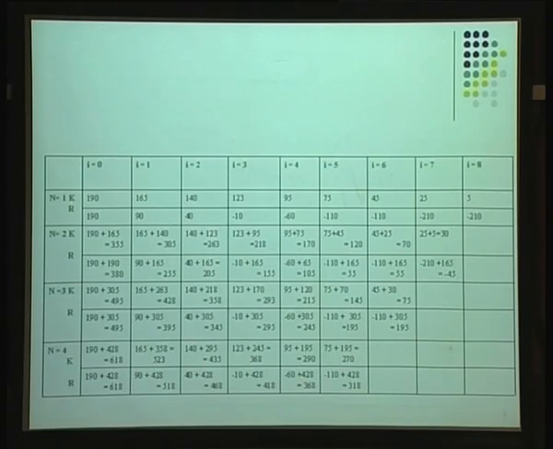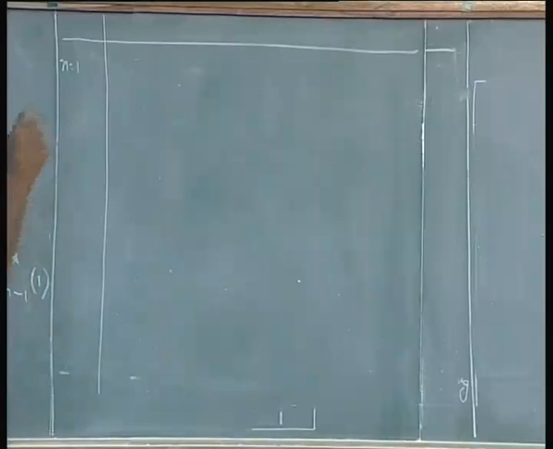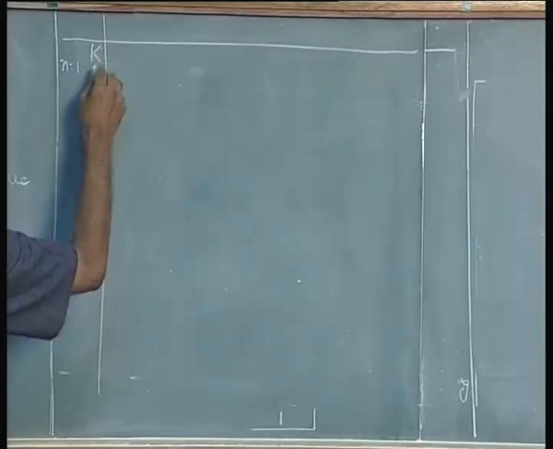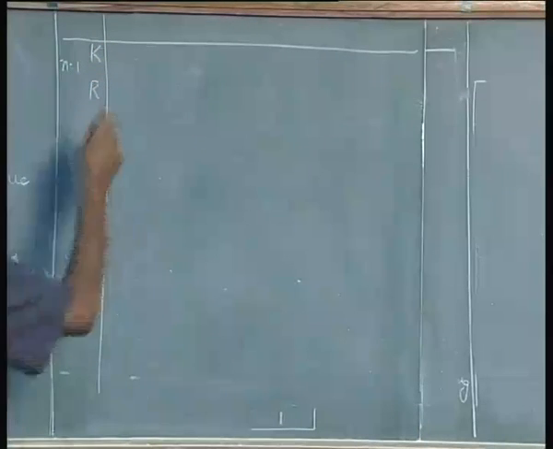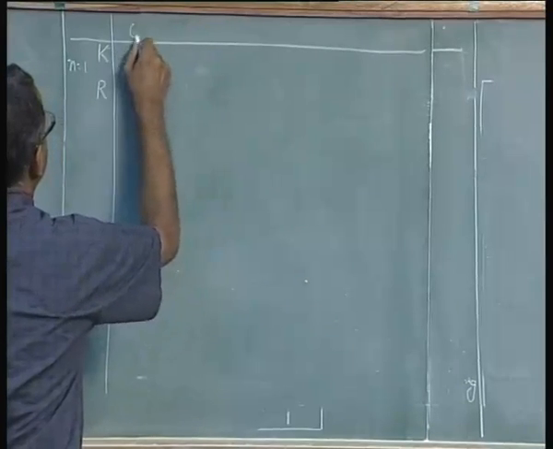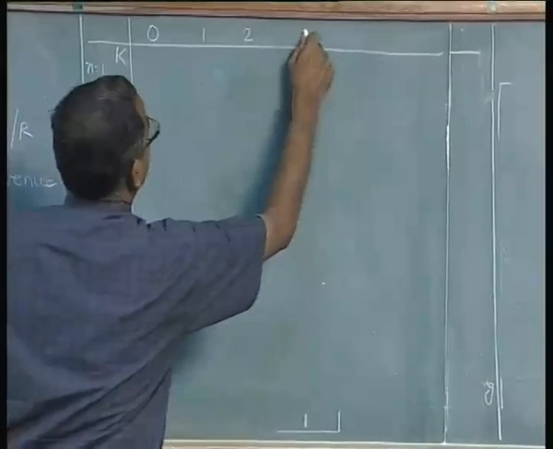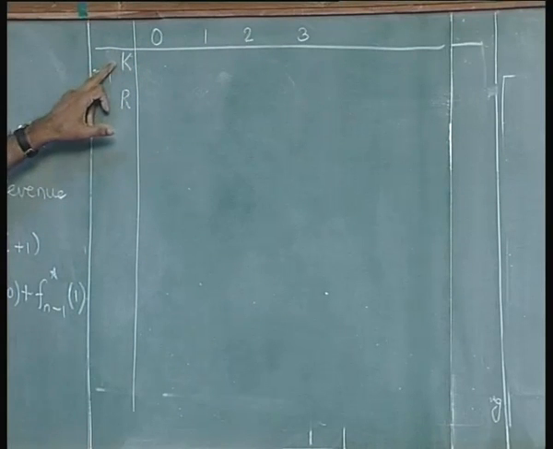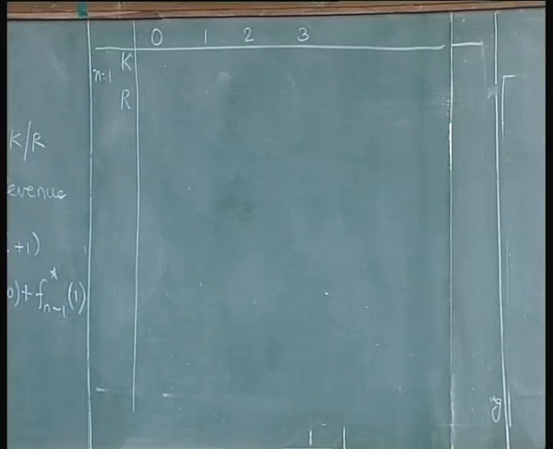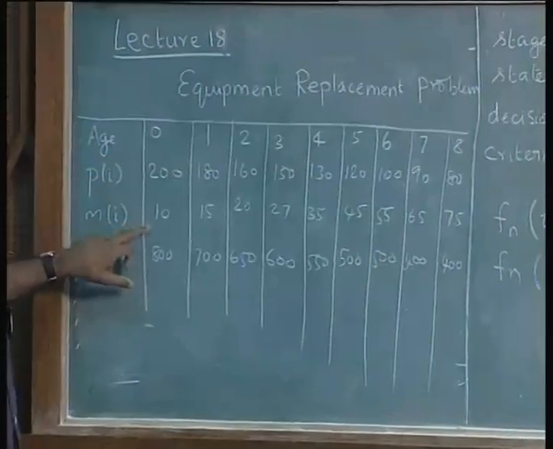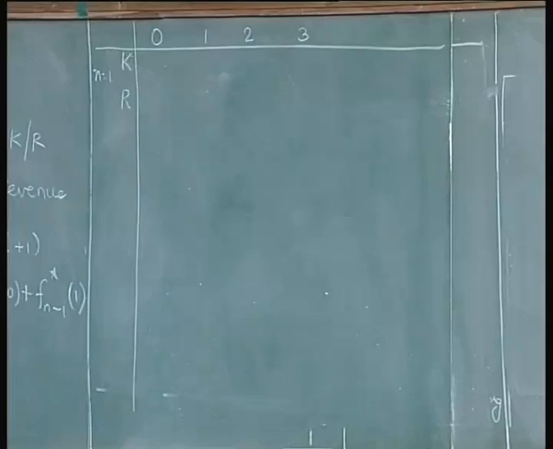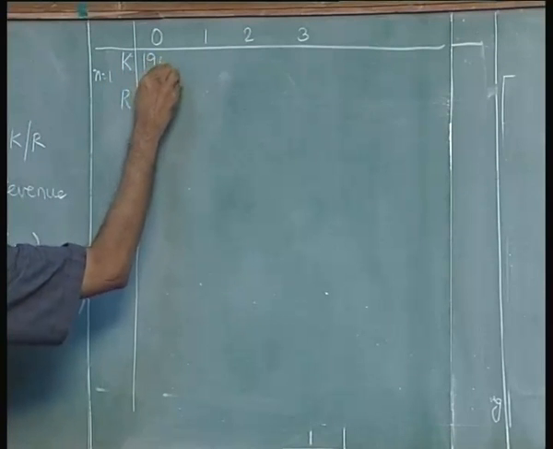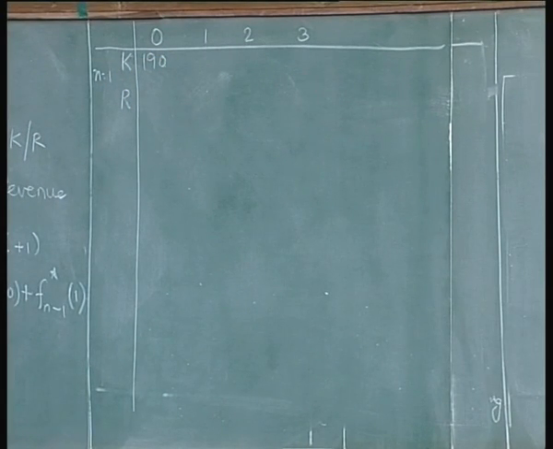This is n equal to 1, one more stage to go. Decision is to keep or replace. The age is given by 0, 1, 2, 3 and so on. So we get into a situation where the age is 0 and I have one more stage to go, I keep the machine. So when I keep it, it is P of I minus M of I, 200 minus 10, which is 190. I do not have anything else to do, so I have 190 which comes in.